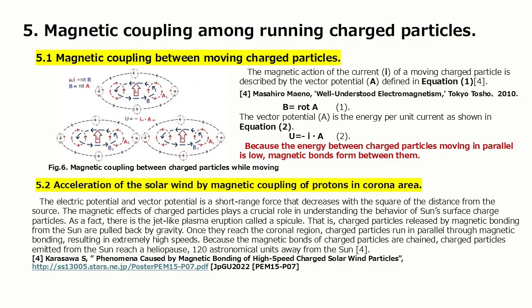As a fact, there is a jet-like plasma eruption called a spicule. That is, charged particles released by magnetic bonding from the Sun are pulled back by gravity. Once they reach the coronal region, charged particles run in parallel through magnetic bonding, resulting in extremely high speeds. Because the magnetic bonds of charged particles are chained, charged particles emitted from the Sun reach the heliopause, 120 astronomical units away from the Sun.